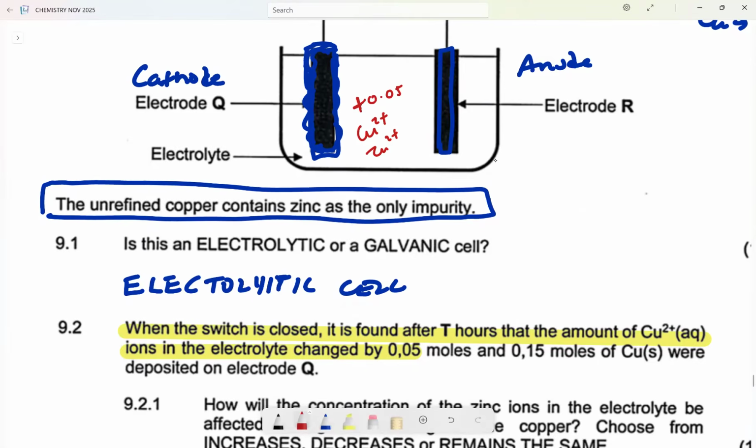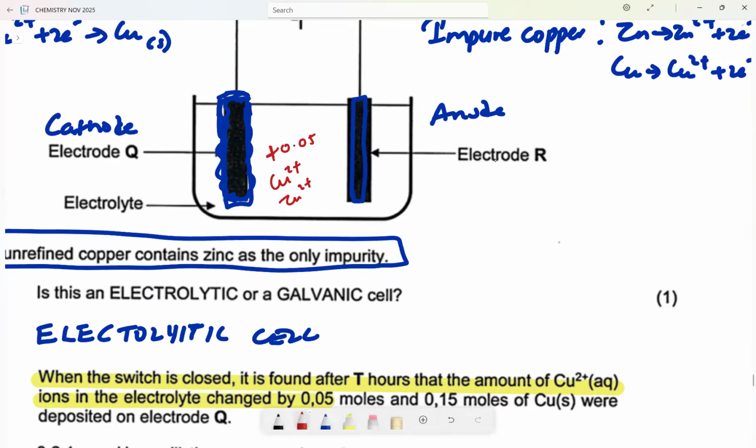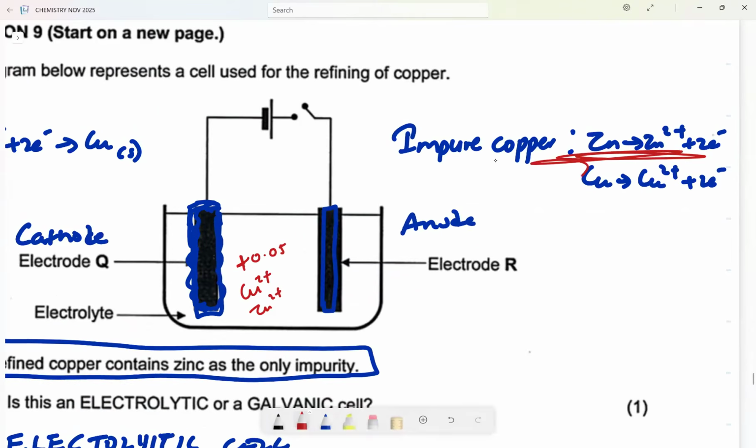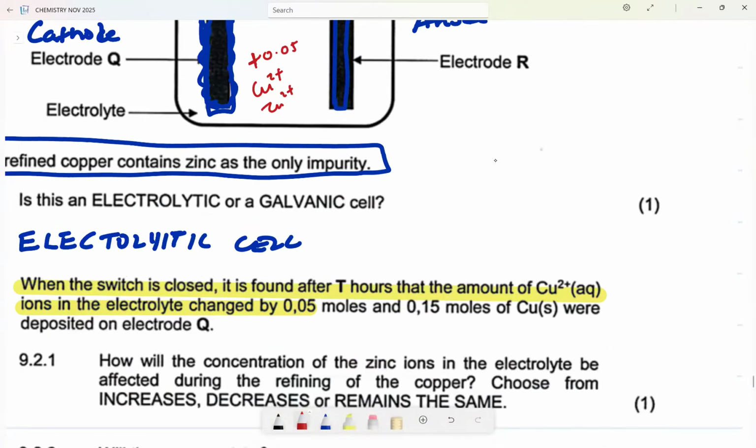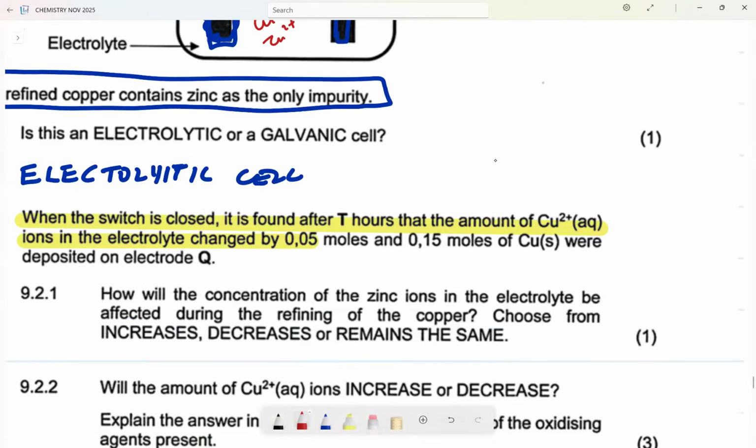But where do they come from? They come from the anode here. They come from both of these. But which one? We will see. And then another thing that happened, we are told, is that 0.15 moles of copper were deposited on electrode Q.